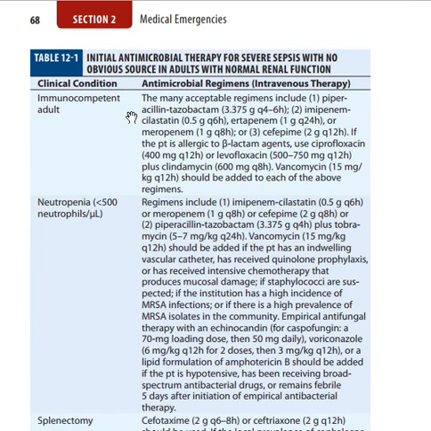Now, what are the initial antimicrobial therapies that you can use? You have different regimens in case of sepsis. If you have an immunocompetent patient, the first thing you can use in case of sepsis is piperacillin-tazobactam. Piperacillin is an anti-pseudomonal penicillin. Tazobactam is a beta-lactamase inhibitor. I use both of them.